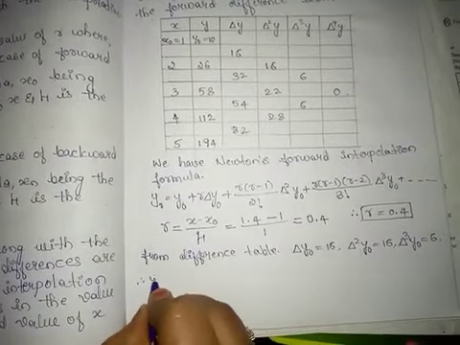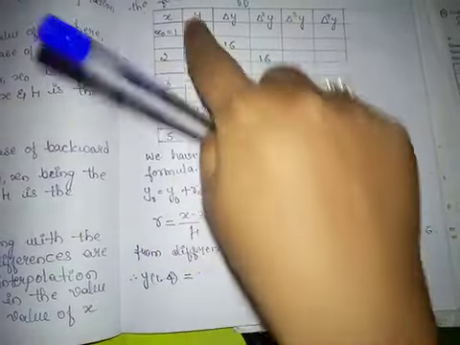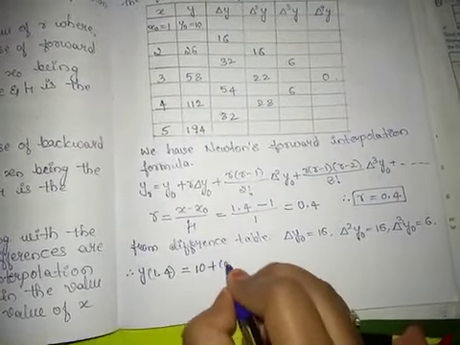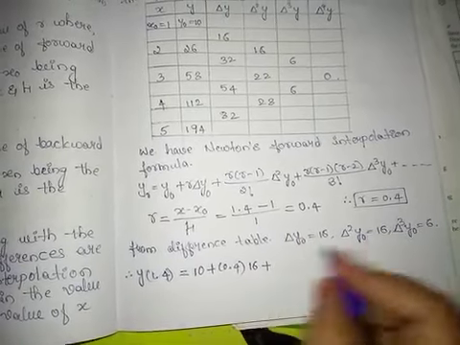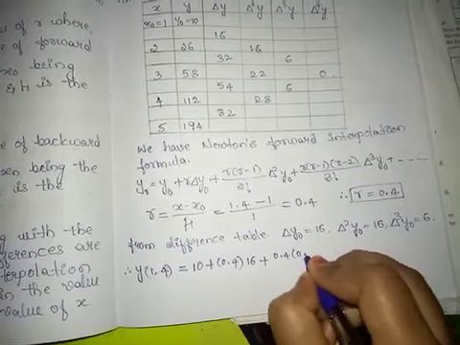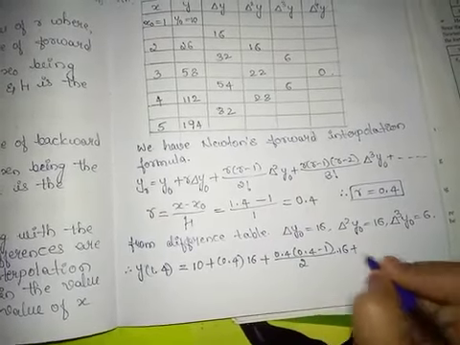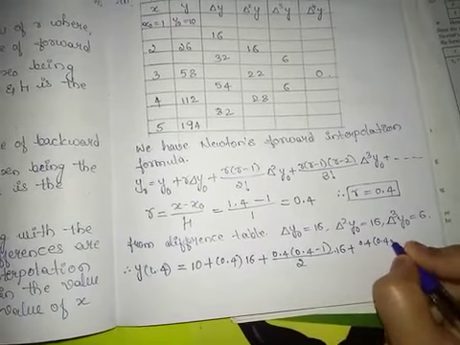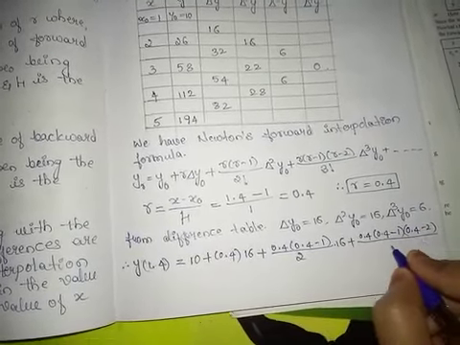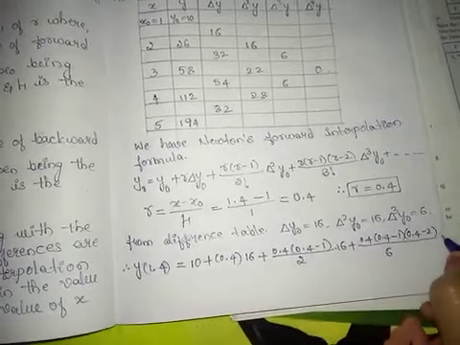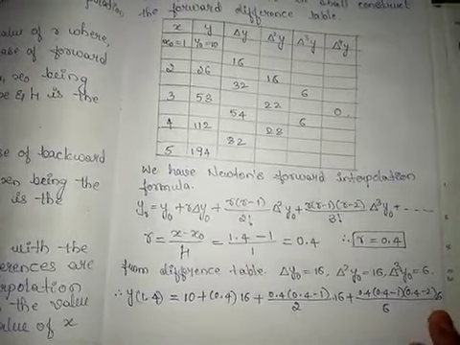Now substitute: y at 1.4 is equal to y0, which is 10, plus 0.4 into delta y0 value 16, plus r(r minus 1), which is 0.4 into 0.4 minus 1, divided by 2 factorial, means 2, into delta square y0 value 16, plus 0.4 into 0.4 minus 1 into 0.4 minus 2 divided by 3 factorial, means 3 into 2 into 1, which is 6, into delta cube y0 value 6. The further value is 0, so we will write up to here only.